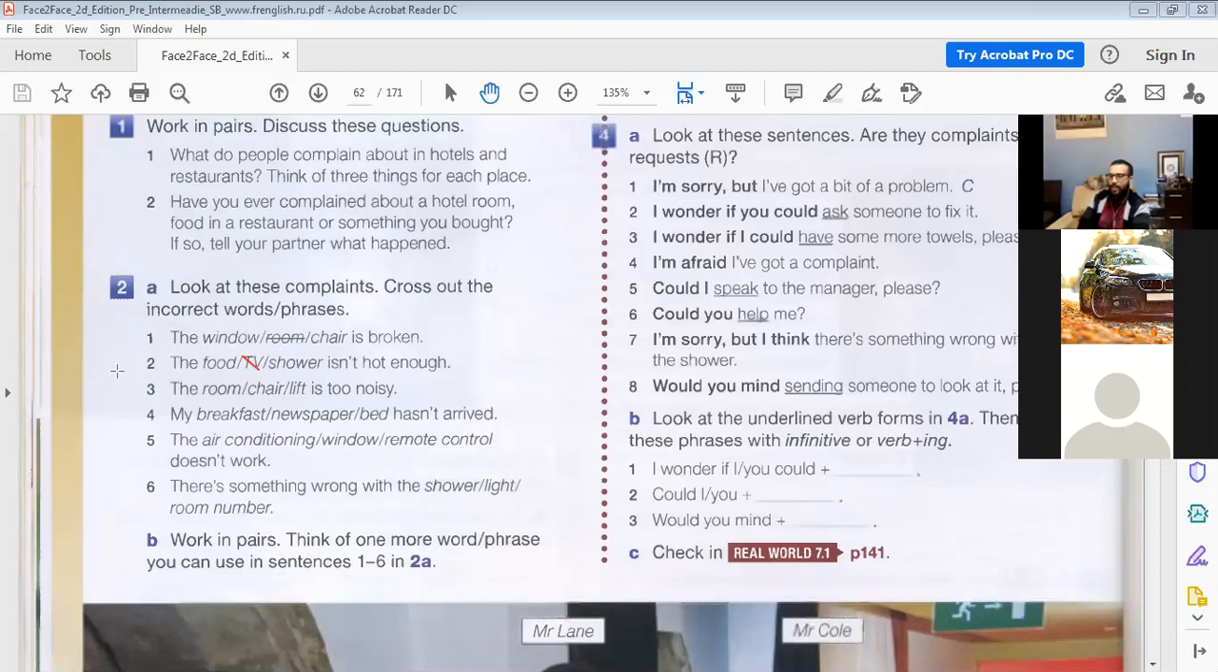The room. The room is too noisy. Can we say the room is too noisy? Yes, I think so. The chair? The chair. Yes, that's correct. So we can say the room is too noisy, right?